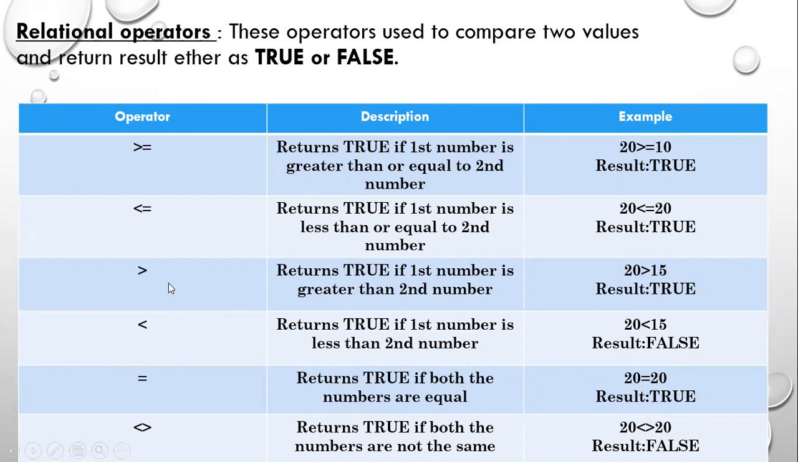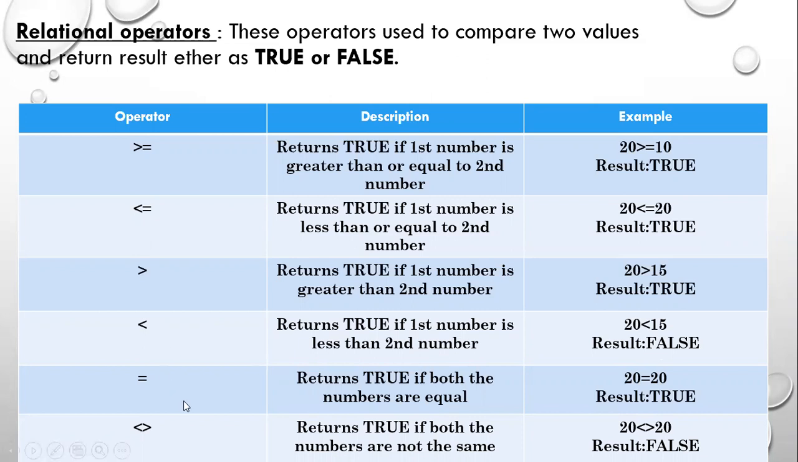Third operator is greater than. This answer will come as true if my first number is greater than the second number. It's simple. So 20 is greater than 15. That's why my answer has resulted in true. Another operator, opposite to this, is less than. My answer will be true if my first number is less than the second number. Is 20 less than 15? No, 20 is greater than 15, due to which my result is false.